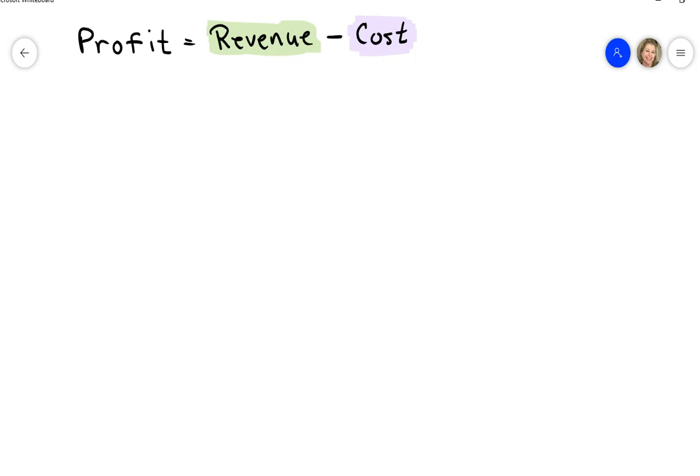Now, let's say you only bring in $200 on your pizzas, but that night it cost you $300 to run your business. You're looking at negative 100. You're not making money, you're losing money. So your revenue better be larger than your cost. All right, if it's the other way around, if you bring in 300 and you only spend 200, now we're looking at a profit of $100.